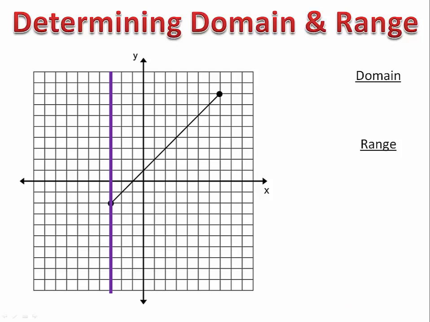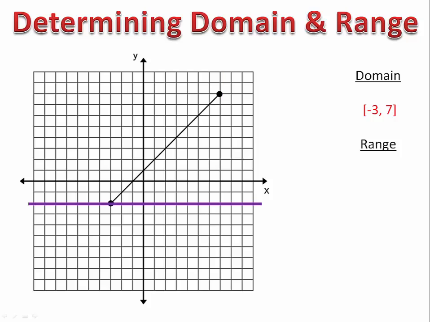Domain is the inputs from left to right along the x-axis. We see the smallest input at -3 and the largest input at +7. The domain is all real numbers from -3 to +7, inclusive.